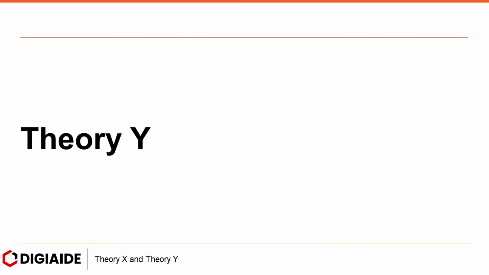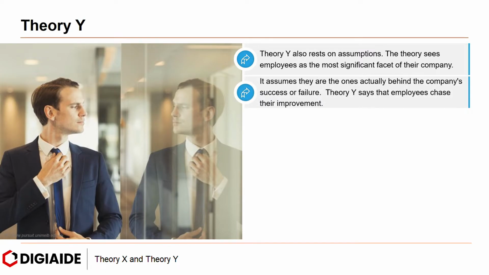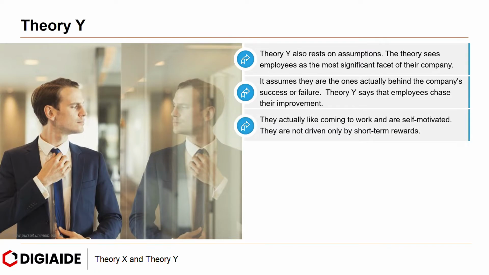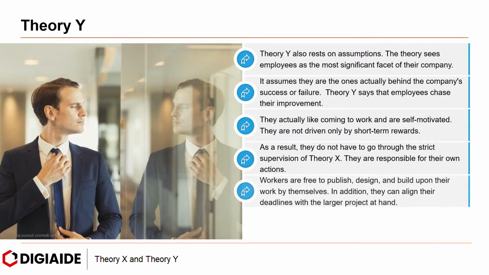Now let's look at Theory Y briefly. Theory Y also rests on assumptions. The theory sees employees as the most significant facet of the company. It assumes that they are the ones actually behind the company's success or failure. Theory Y says that employees chase their improvement. They actually like coming to work and are self-motivated. They are not driven only by short-term rewards. As a result, they do not have to go through the strict supervision of Theory X. They are responsible for their own actions. Workers are free to publish, design, and build up on their work by themselves. In addition, they can align their deadlines with the larger project at hand.